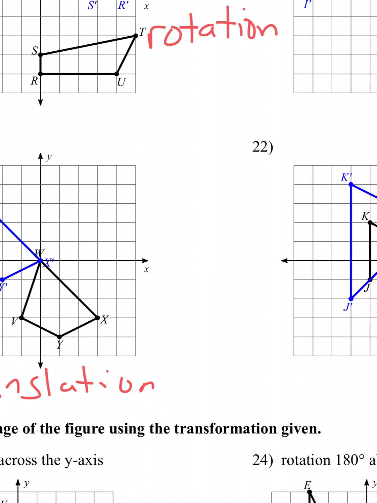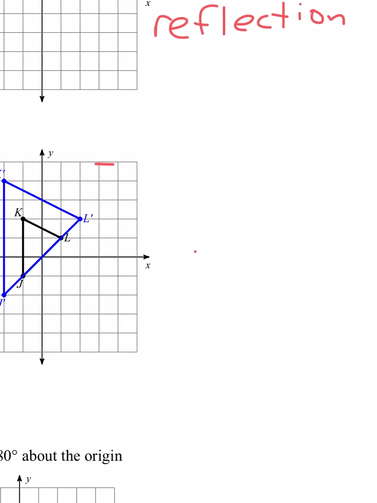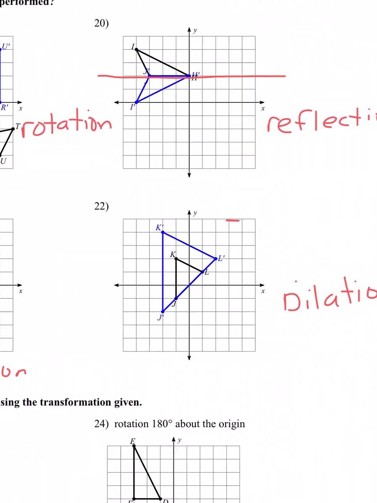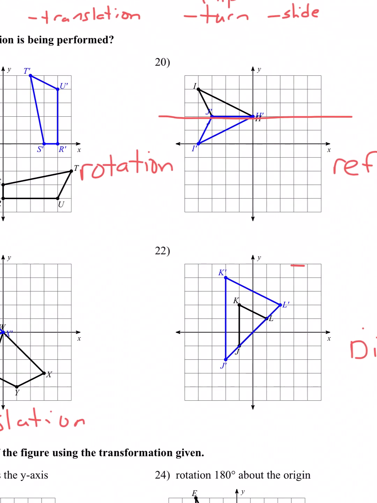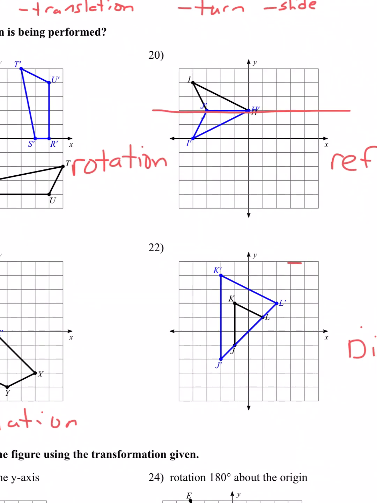It stayed the same. Okay, and 22, that should be the easiest one. What is it? Why should dilations be easy? It's literally getting smaller or bigger. Right, and that's automatically a dilation. That's the only one where the size is changing. Okay, how many times am I going to use each one? Once. So if I have two that are reflection, can that happen? No. Okay, so use that to help you. Questions on that section?